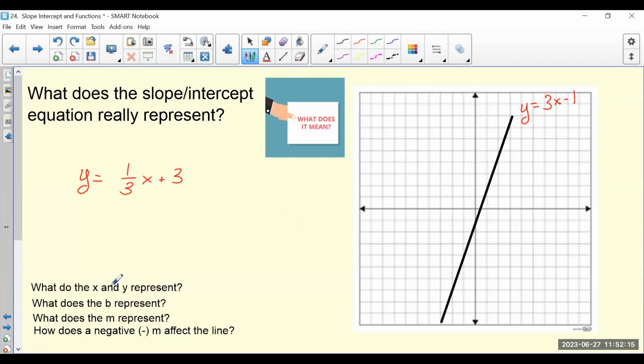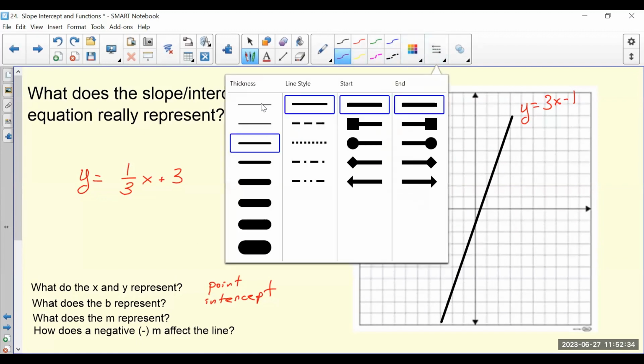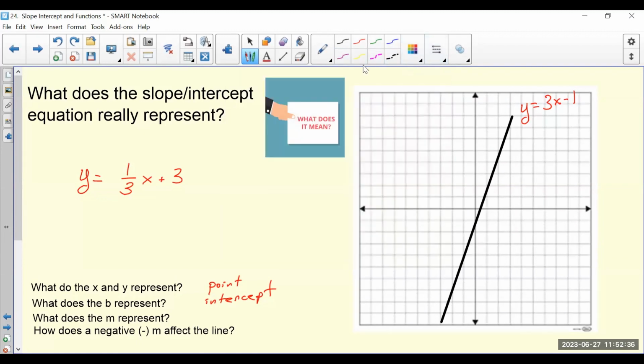So first thing, the y and the x represent coordinate points. That represents the address of a point. The b represents the intercept. So let's take care of that point first. Let's change to a different color. Got all these colors, why would we not want some different ones? Okay, so we're going to do purple, and we're going to do it in thin line.